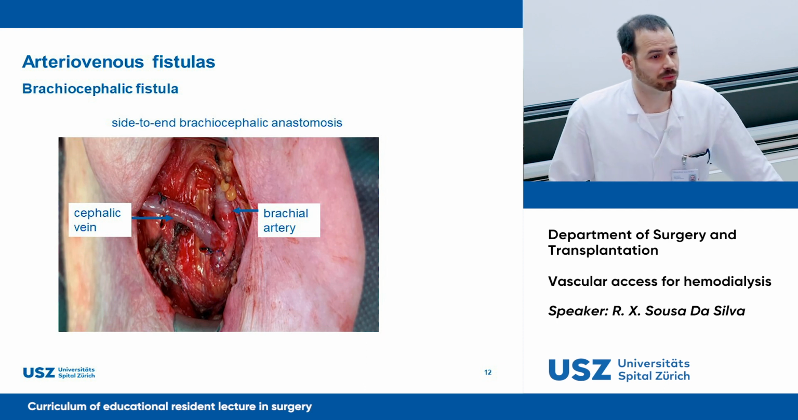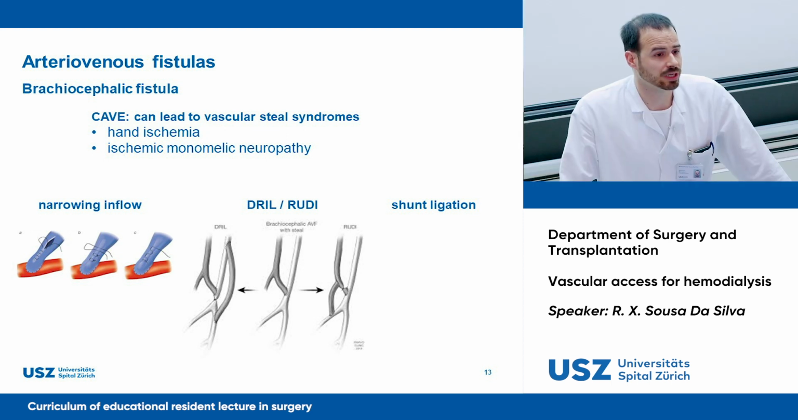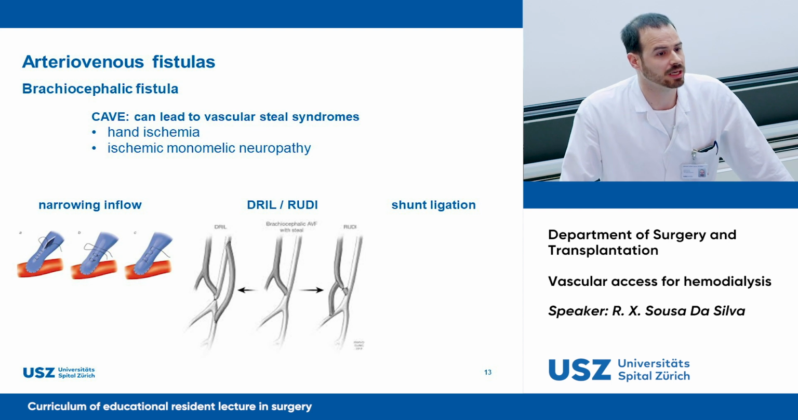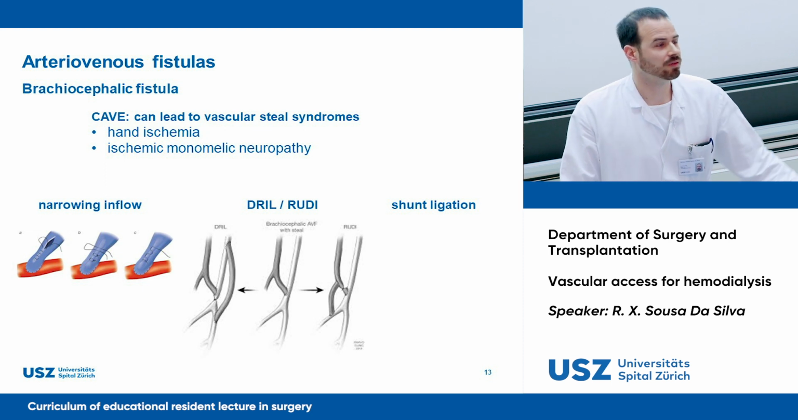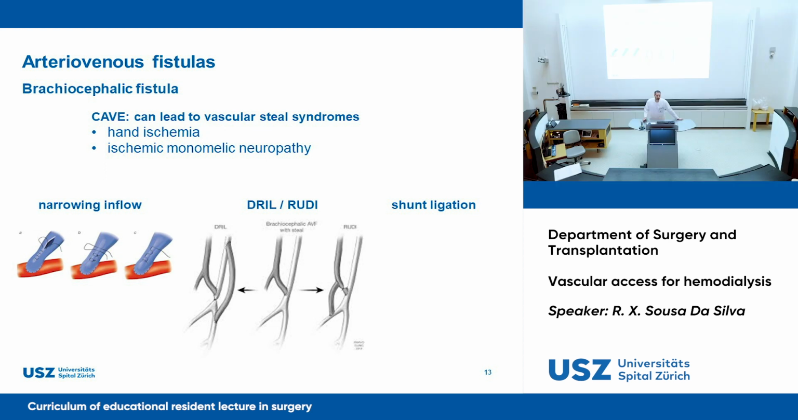Here you see an example from our clinic, a side-to-end brachiocephalic anastomosis. This is a very common fistula, but it can lead to vascular steal syndromes. So it can often produce hand ischemia, but it can also cause fancier things like ischemic monomelic neuropathy, especially of the nervus medianus. That's a lack of perfusion of the vasa nervorum of the nerve. So patients have loss of feeling or dysesthesia.